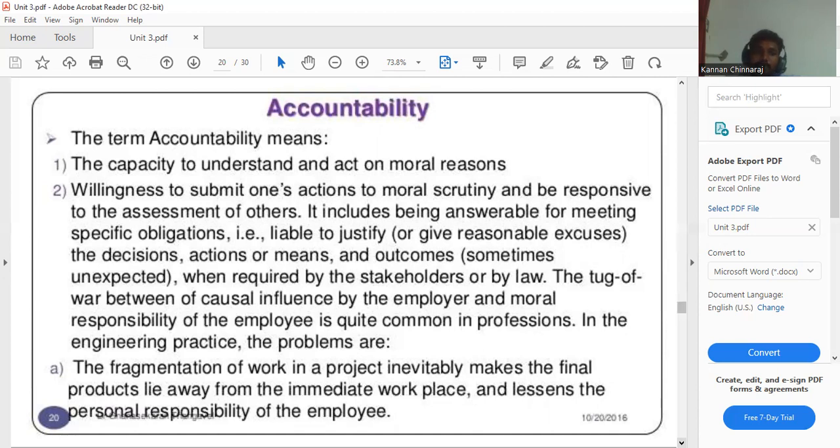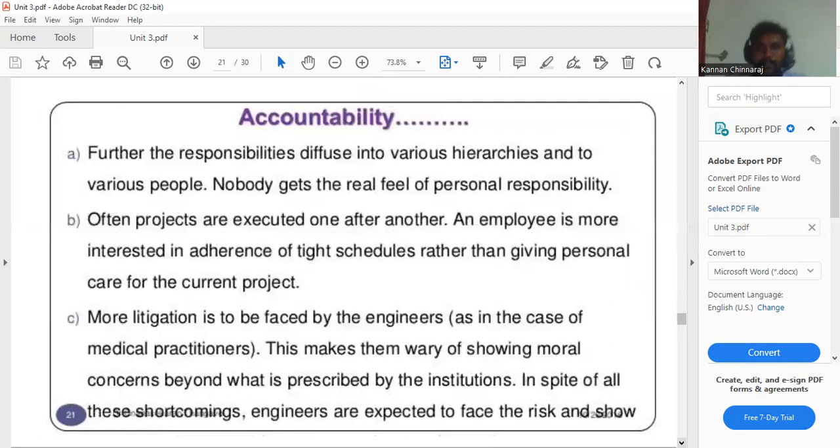The problems are, first, the fragmentation of work in the project inevitably makes the final products lie away from the immediate workplace, and it lessens the personal responsibility of the employee. Further, the responsibility diffuses into the various hierarchies and to various people. Nobody gets the real feel of personal responsibility. Often, projects are executed one after another, and employees are more interested in adherence to tight schedules rather than giving personal care to the current project.